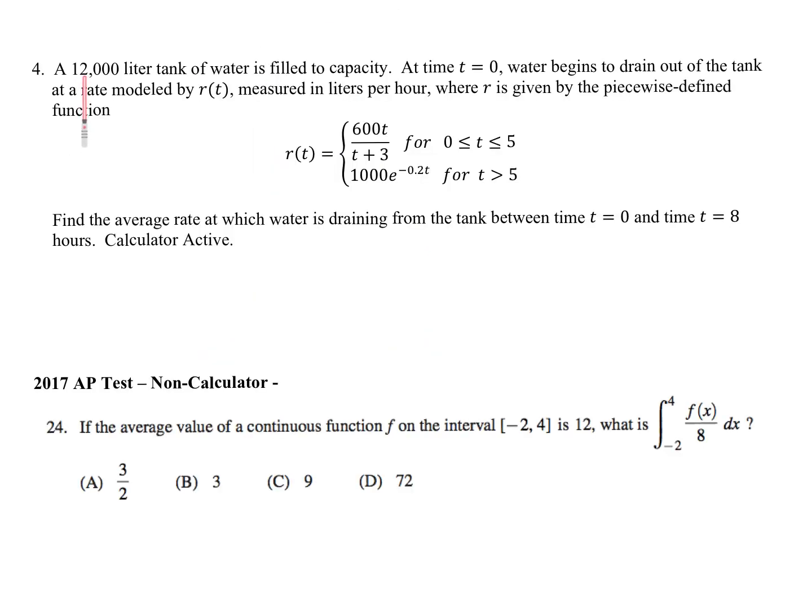We're talking about a 12,000 liter tank. That's big, okay? Bigger than your Stanley. It's filled to capacity. At time t equals 0, water begins to drain out of the tank at the rate modeled by R of t. And this is a rate, liters per minute. It says find the average rate that the water is draining between 0 and 8 hours. This is already given in hours.